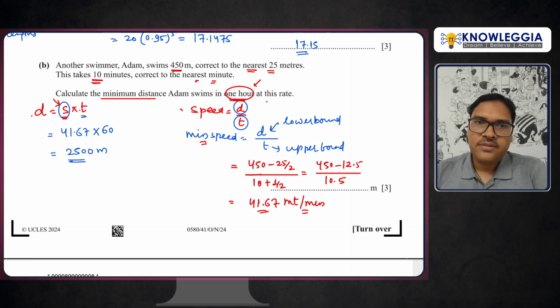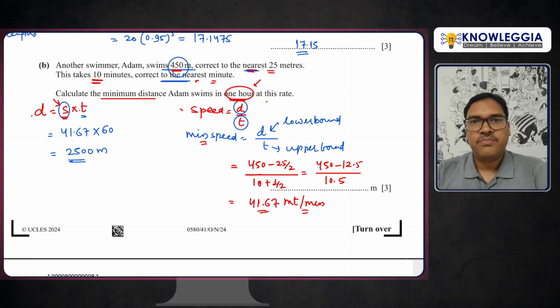So they have given these two nearest values. Okay, this is called nearest value. These are called accuracies. This is accurate to the nearest minute, and this is the nearest meter. So how to find upper bound and lower bound? You can easily see this is correct to 25 meters, nearest 25 meters.